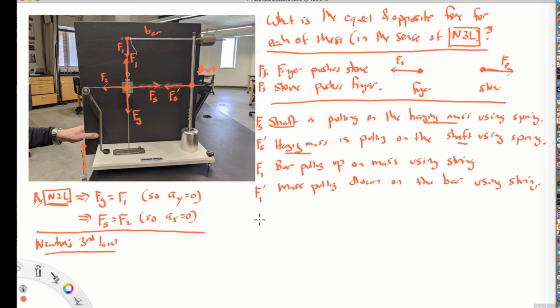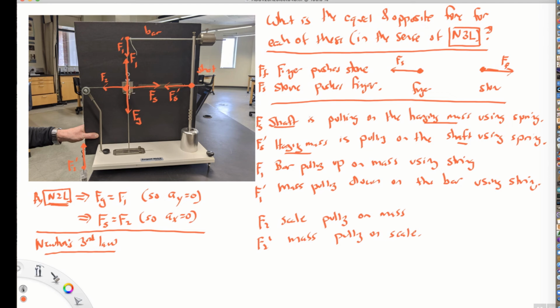So F2 is the scale pulling on the mass. And F2 prime, that's this one right here, F2 prime is the mass pulling on the scale. Okay? And what about this one right here? That's a little bit tricky.